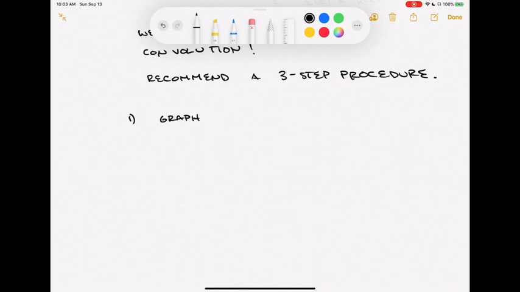So those things inside the integral. We're going to want to graph x of tau and that function h of t minus tau as functions of tau, okay? So we're going to want to graph x of tau and h of t minus tau as functions of tau.